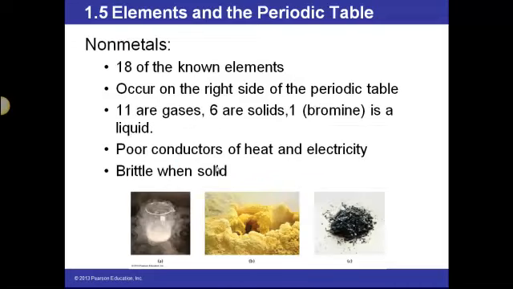The nonmetals, on the other hand, contain 18 of the known elements, and they are at the right side of the periodic table. 11 of these guys are gases, 6 are solids, and 1, bromine, is a liquid. They're typically, in comparison to our metals, poor conductors of heat and electricity, and they're typically brittle in their solid state, and they'll break very easily.